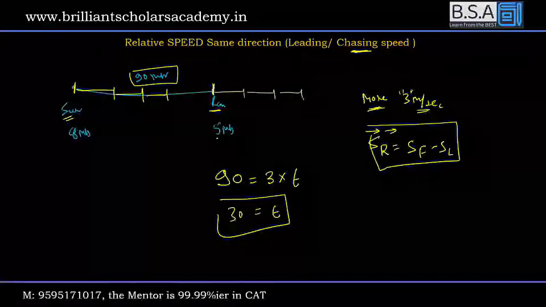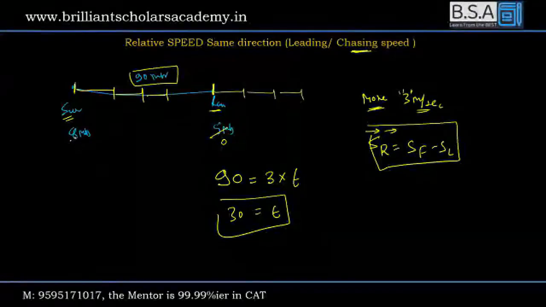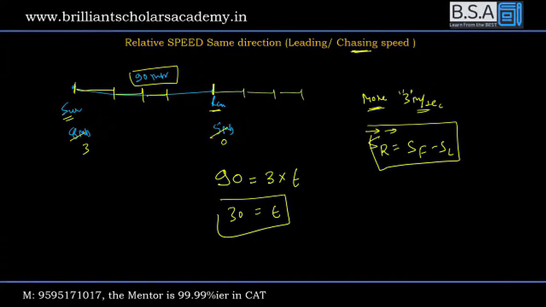You can again imagine it like this. The slower one has a speed of 0 and the faster one has a speed of 3. It will give you the same output, because the question is: when will the overtake happen? You will have the same answer.